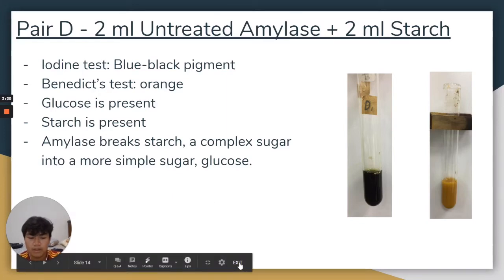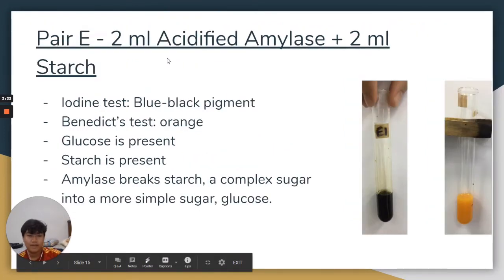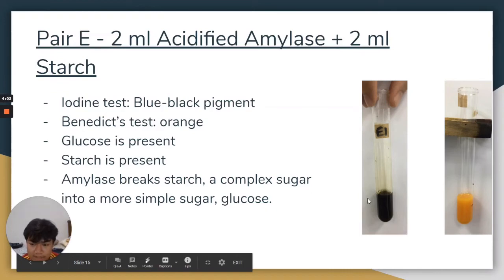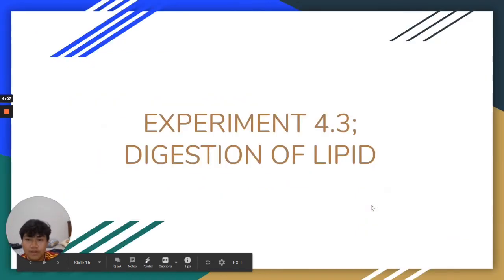For pair E, 2 milliliters of acidified amylase and 2 milliliters of starch is tested. In the iodine test, it turns into a blue-black pigment, while for the Benedict's test, it turns orange. So glucose is present and starch is present as well. It's the same as pair D. Amylase breaks the starch down from a complex sugar into a simpler sugar, glucose. That's why it turns orange when tested with the Benedict's solution, while when tested with the iodine solution, it still changes into a blue-black pigment.